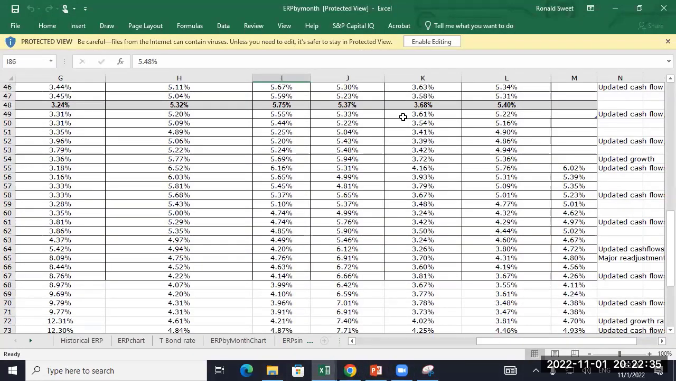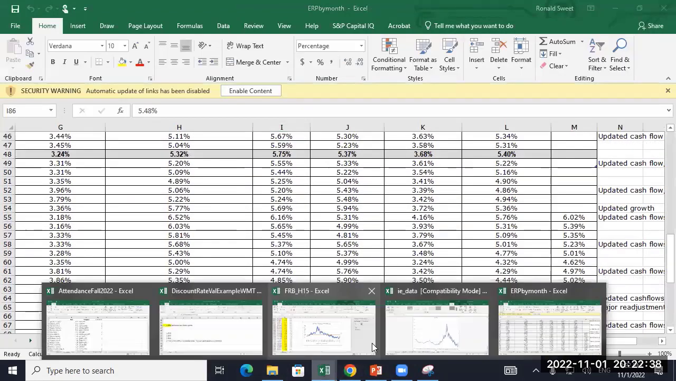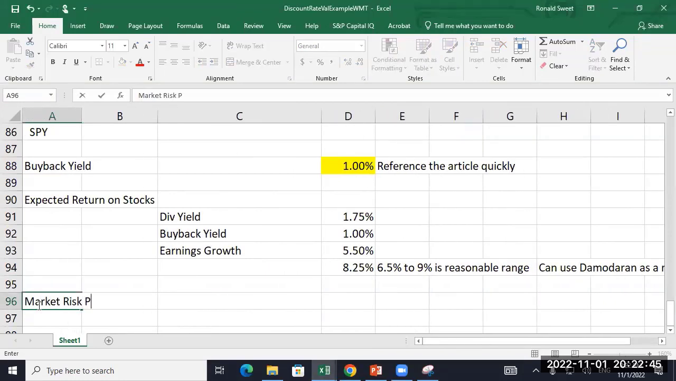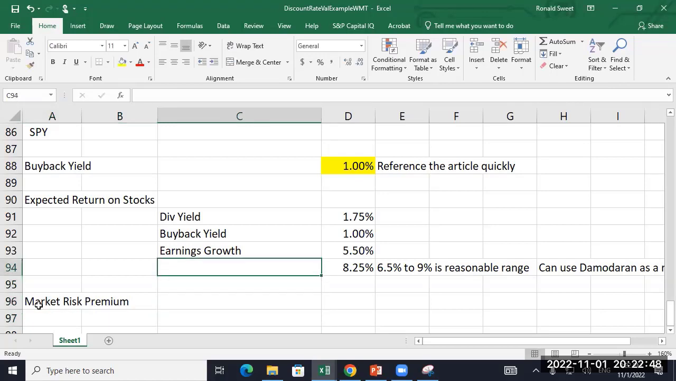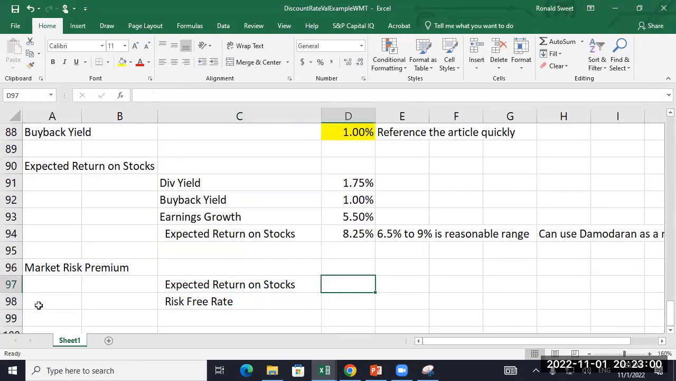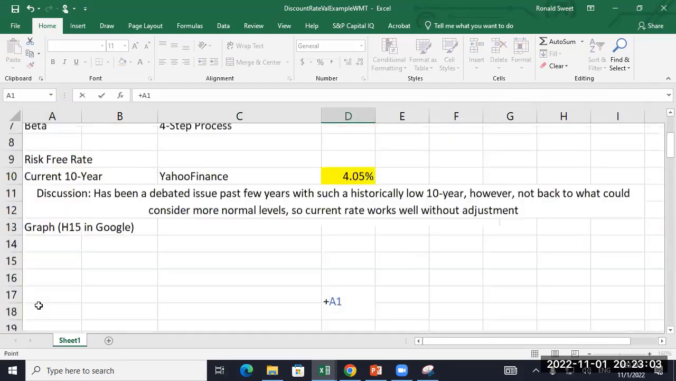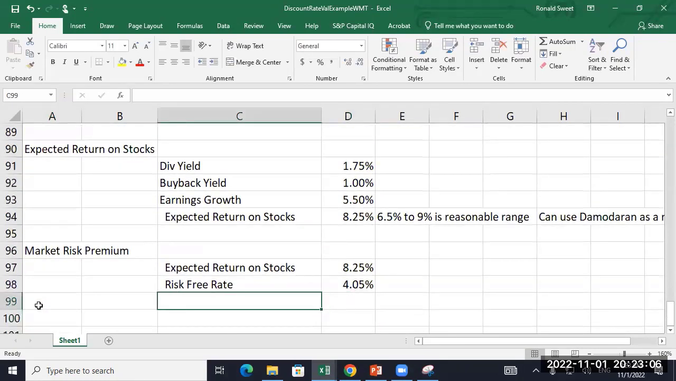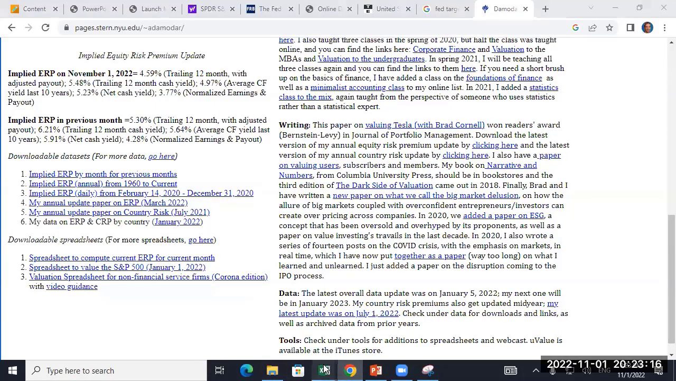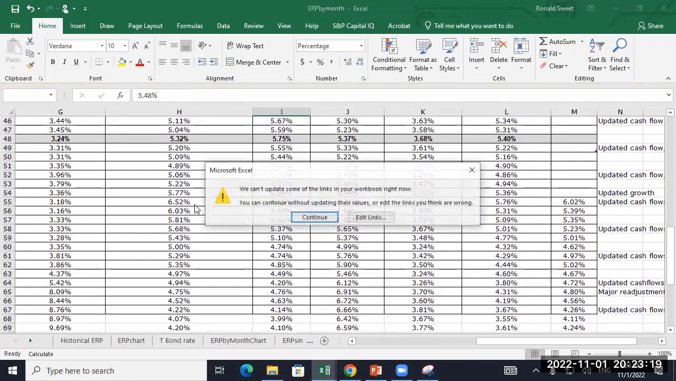So let's calculate. Let's calculate our market risk premium. So our market risk premium is expected return on stocks minus the risk-free rate. So the market risk premium is 4.20. Let's see how close that is to his numbers. See what totals we have here.